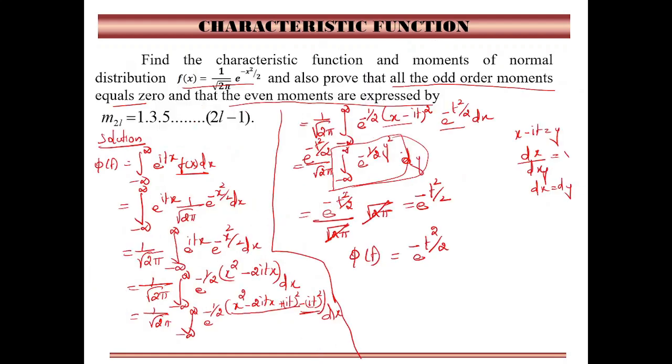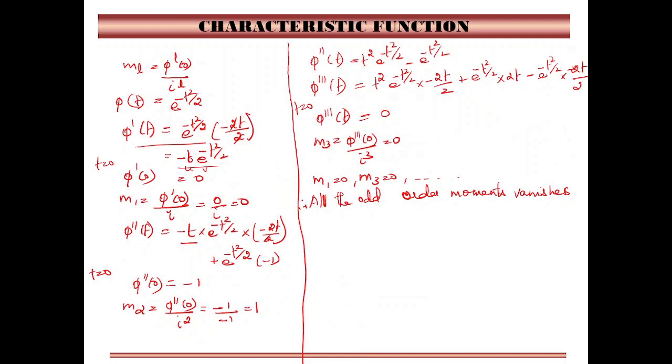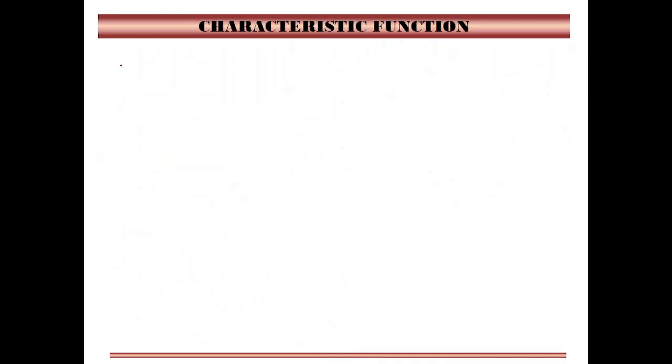Next, we prove that the even moments, which will be m2l, are equal to 1 into 3 into 5 into etc. up to 2l minus 1. So this we are going to prove. I write m2l is equal to the expected value of x to the power 2l. This is continuous type, so 1 by root 2 pi integral from minus infinity to plus infinity x to the power 2l into f of x dx. f of x is e power minus x squared by 2 into dx.